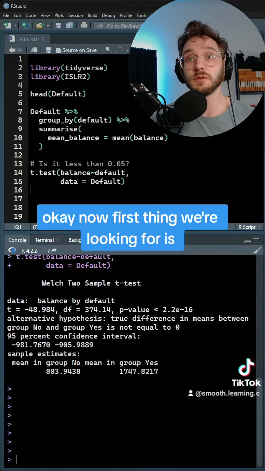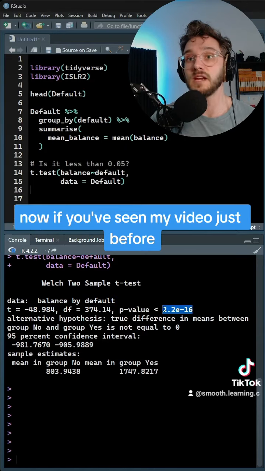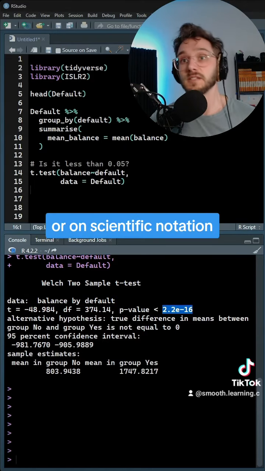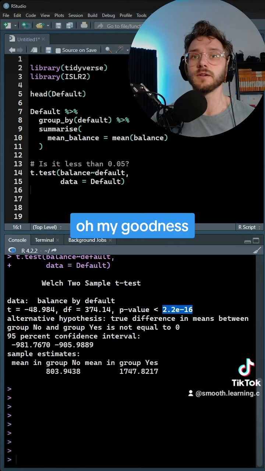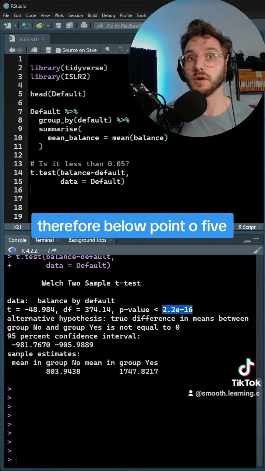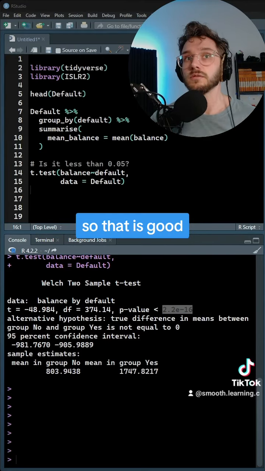Okay, now first thing we're looking for is the p-value. Now, if you've seen my video just before on scientific notation, you know that that is a really small number. Oh my goodness. Therefore, below 0.05. So that is good. That is fantastic.